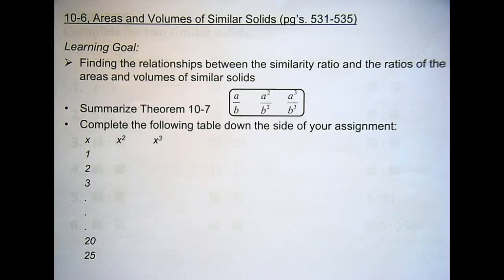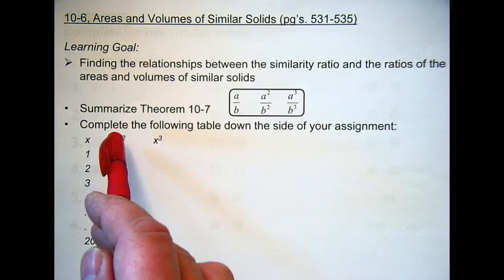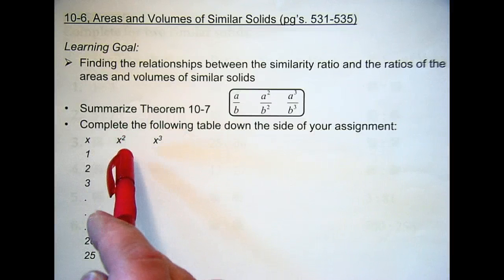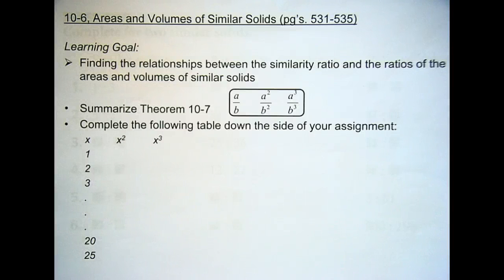I want all the x squared values from 1 to 25, and all the x cubes. Let's have x cubed only go out to the first 5 x cubes. Actually, first 6. That's an awkward number. Yeah, it is. Okay, so copy that on the side of your assignment today.